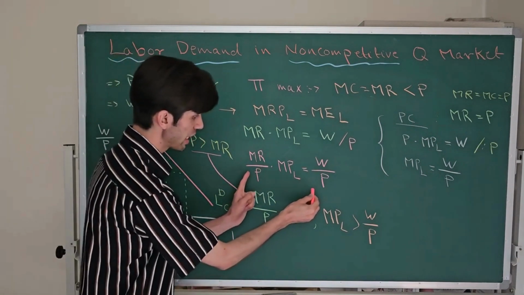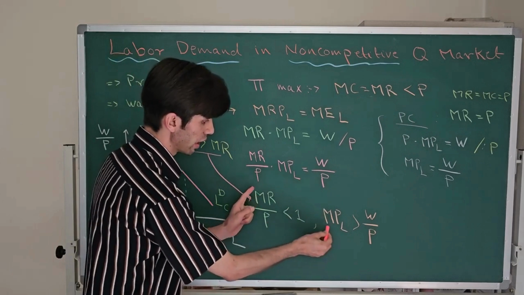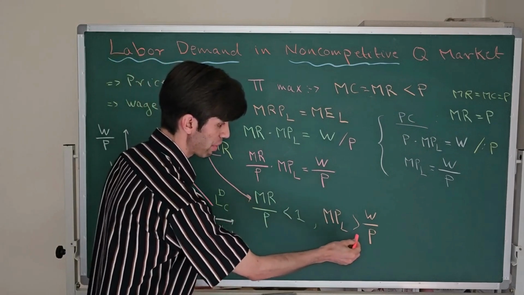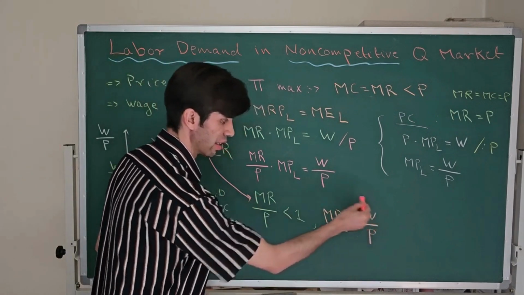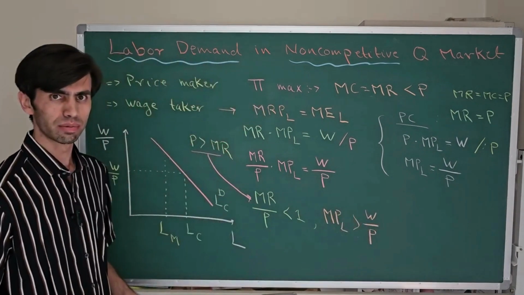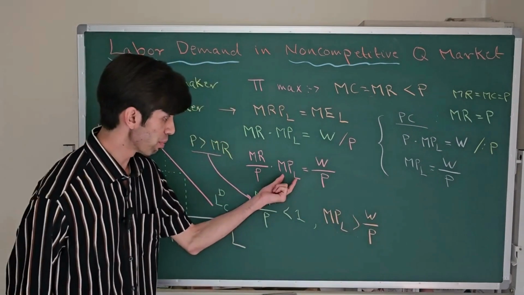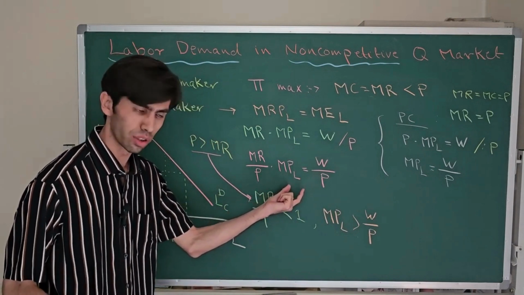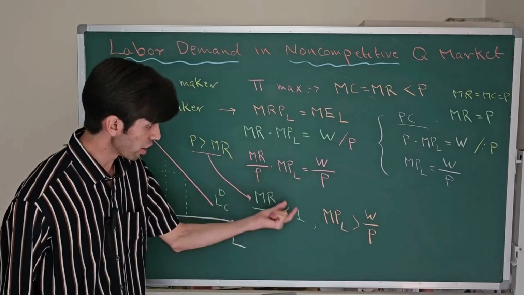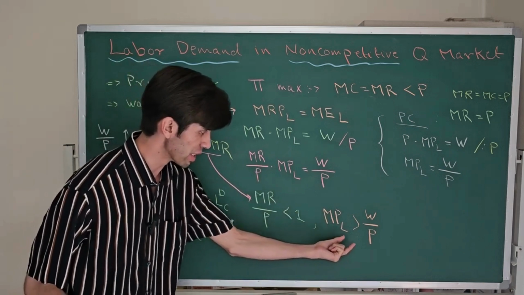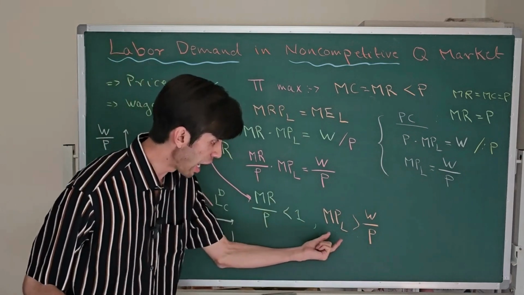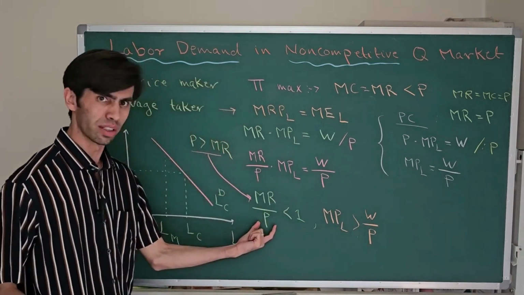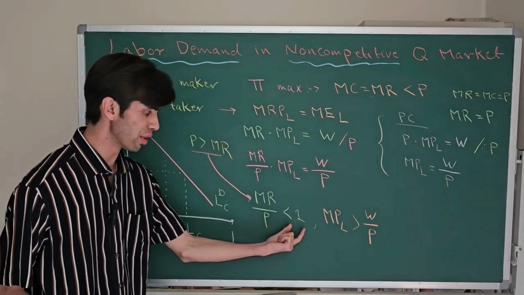So in order for this equality to hold, the marginal product of labor should be greater than the real wage rate. Because if the marginal product of labor is less than the real wage, this equality will not hold. So this equality will hold only when the marginal product of labor is greater than the real wage rate. How much greater? It depends on this one. It's less than 1.